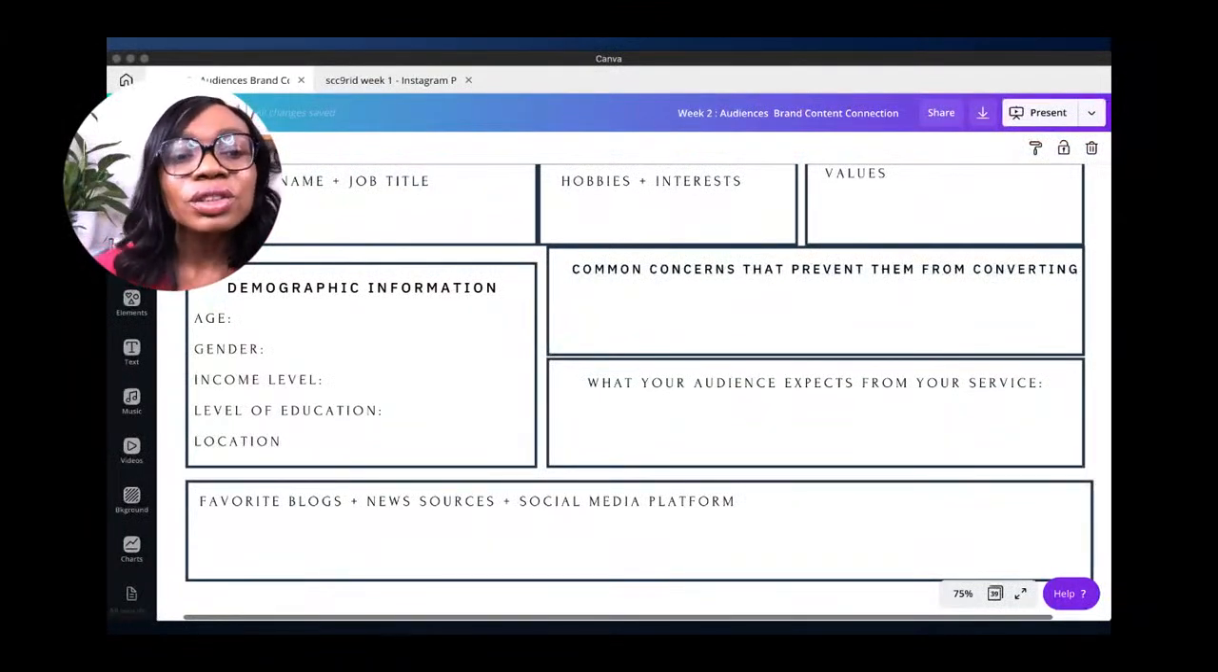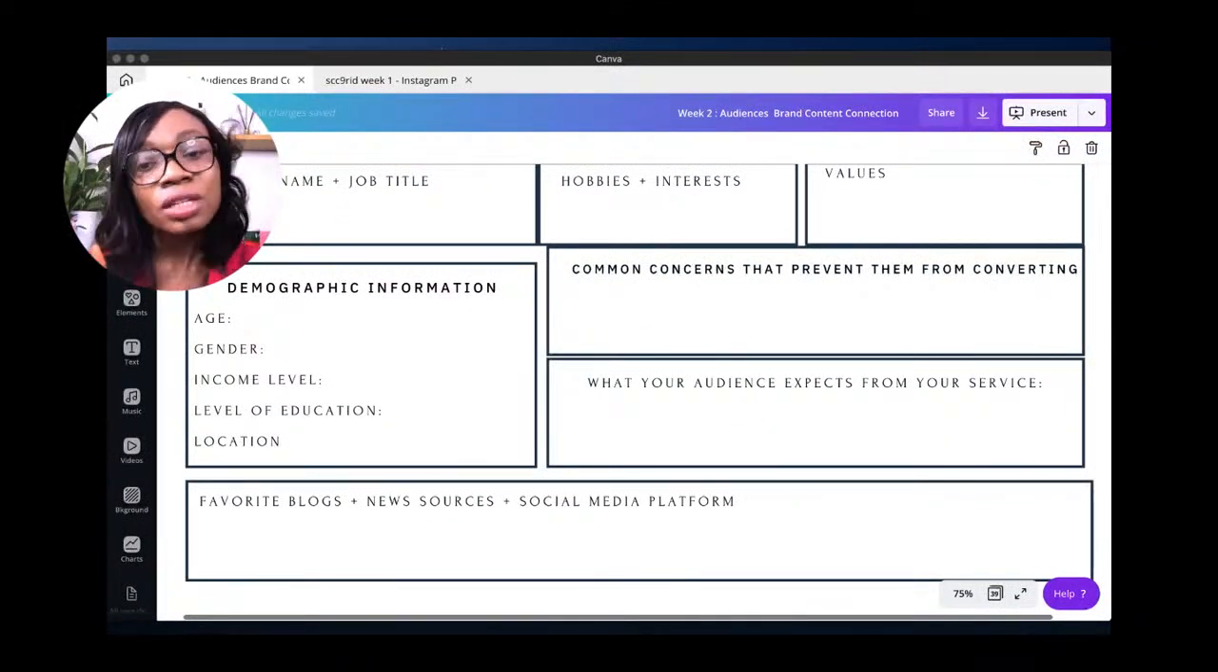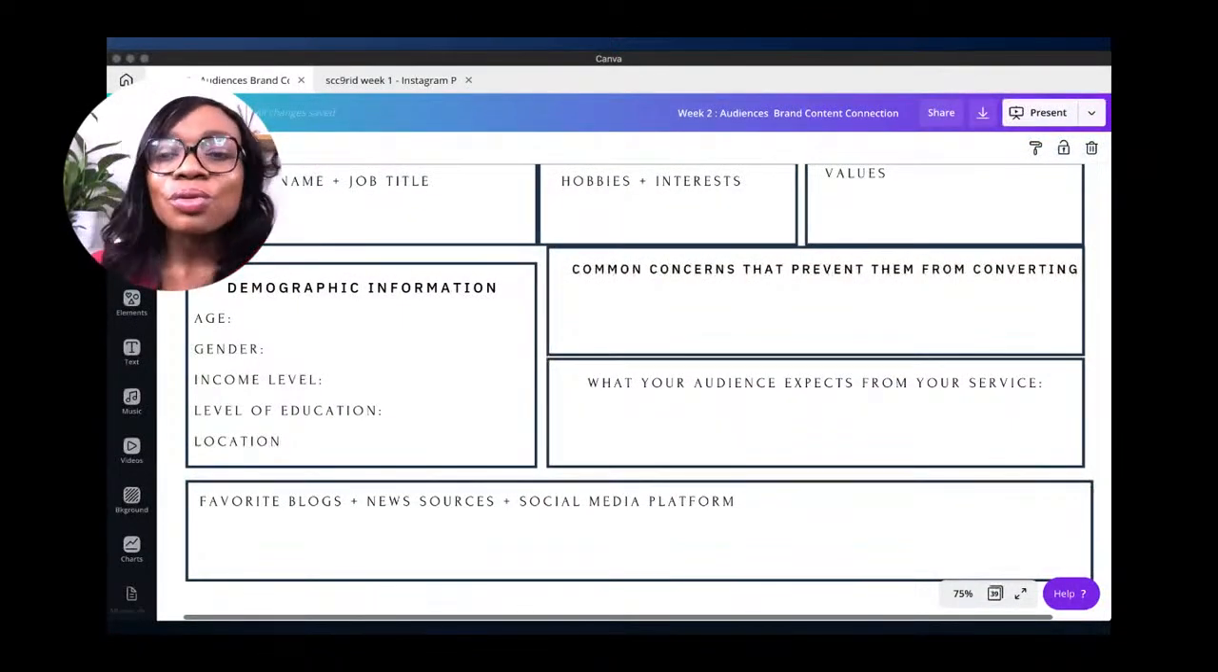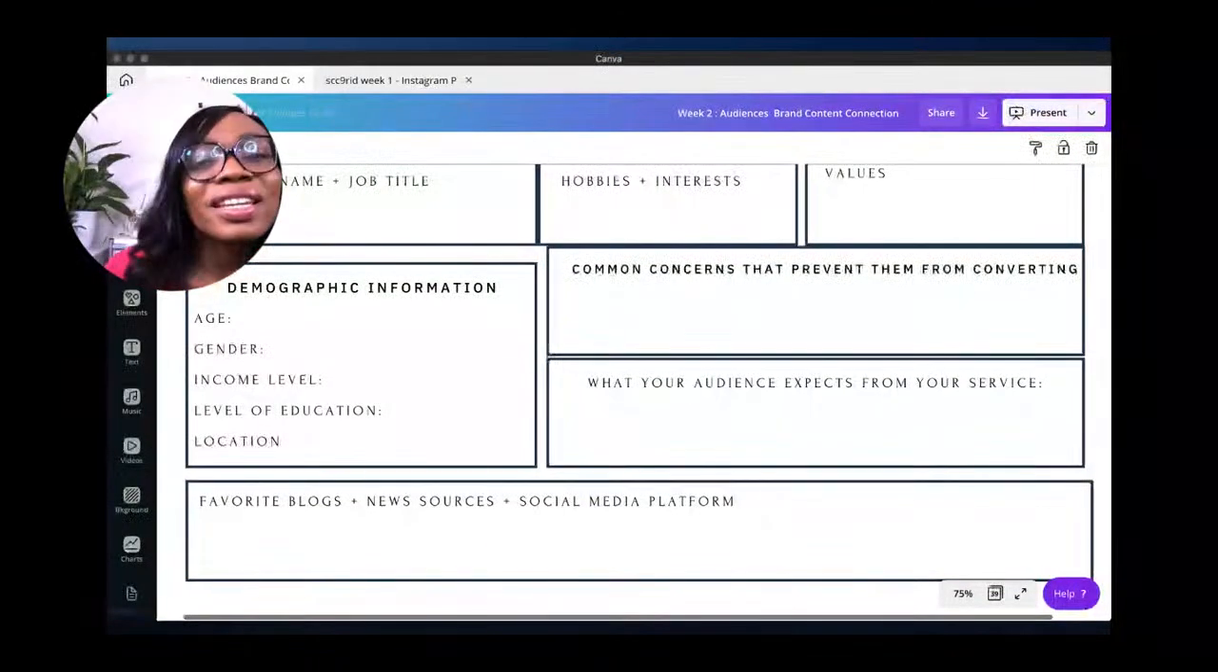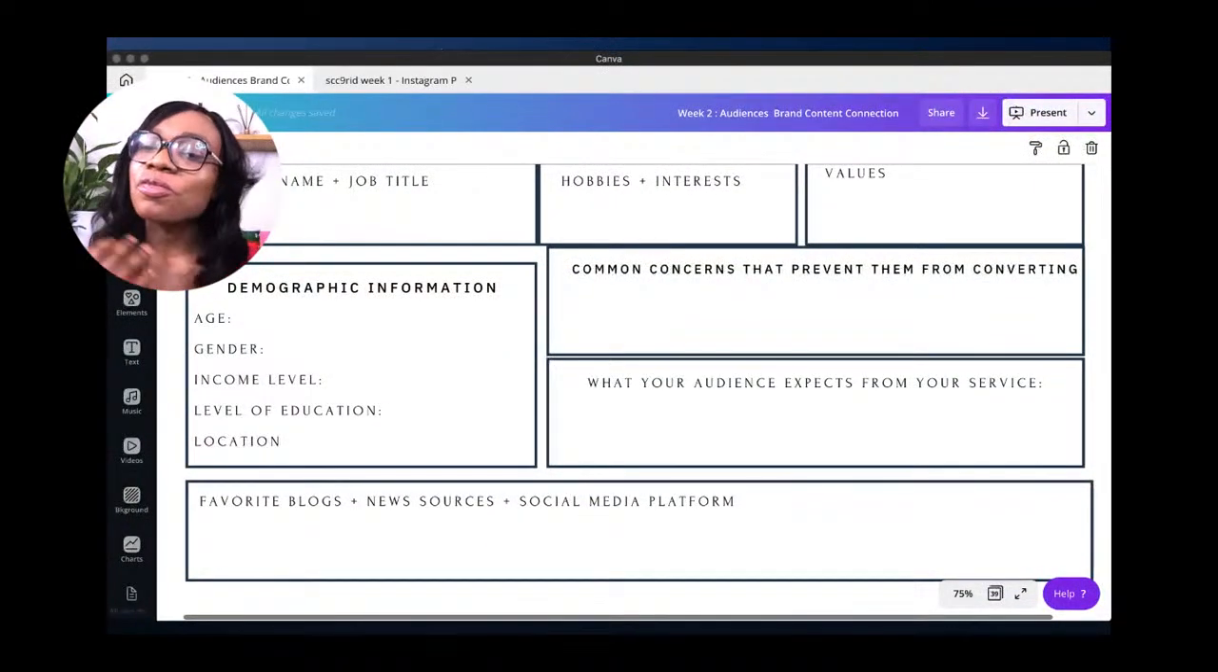Her favorite blogs, news sources, and social media platform. She's always on The Shade Room. She reads Essence magazine. She will rather do CNN than Fox. So I am defining her in specific terms.